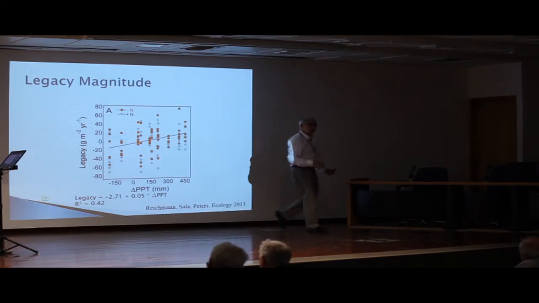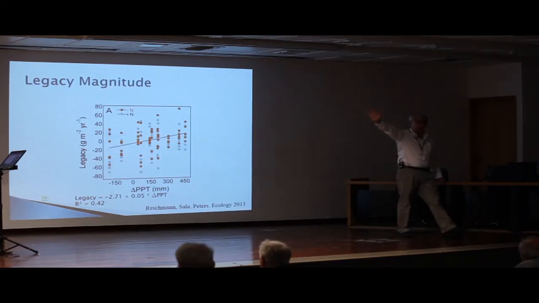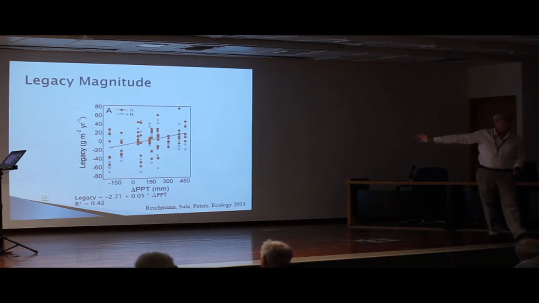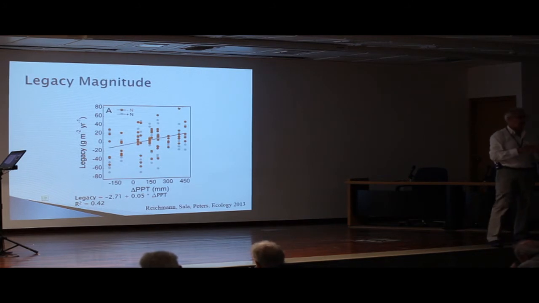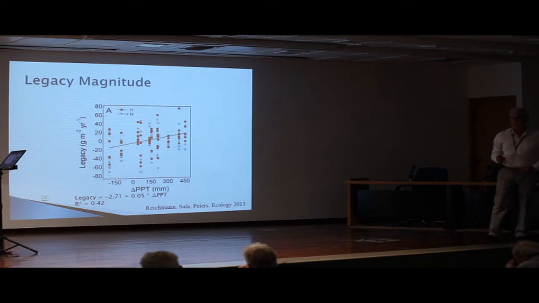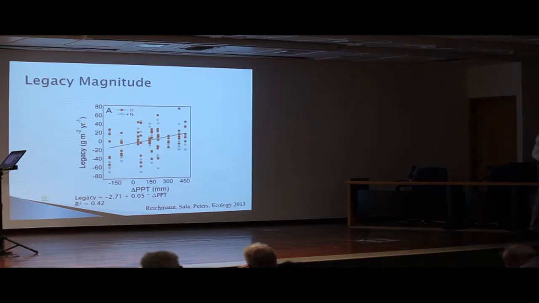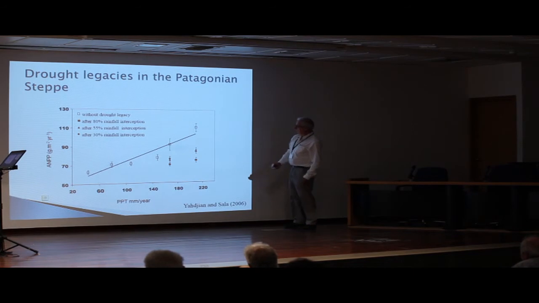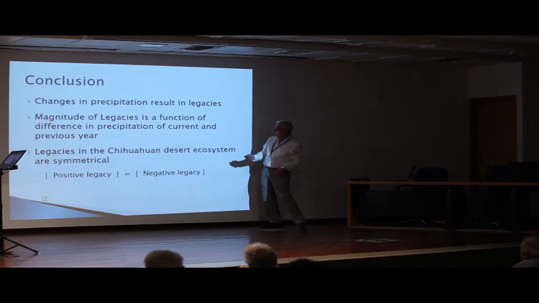So we test our first hypothesis that we saw with this large data set. Now we test it experimentally. The difference between the data sets and the experiments is that experiments let us assess cause-effect relationships, the correlation we couldn't do with the correlative approach. And we did the same thing in another grassland in Patagonia, and I'm going to skip this.